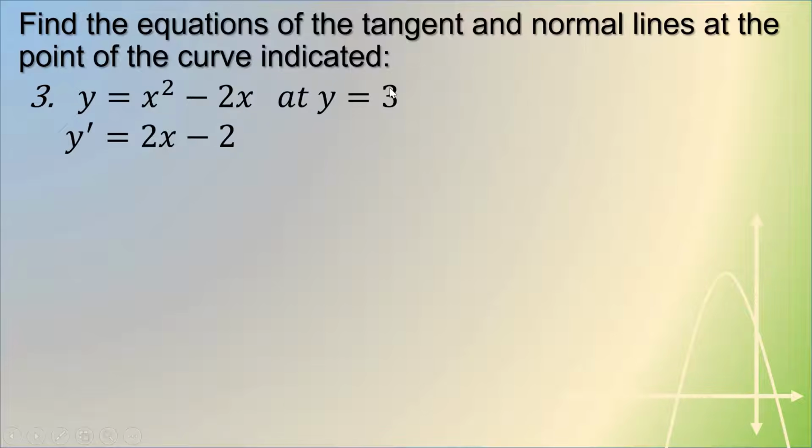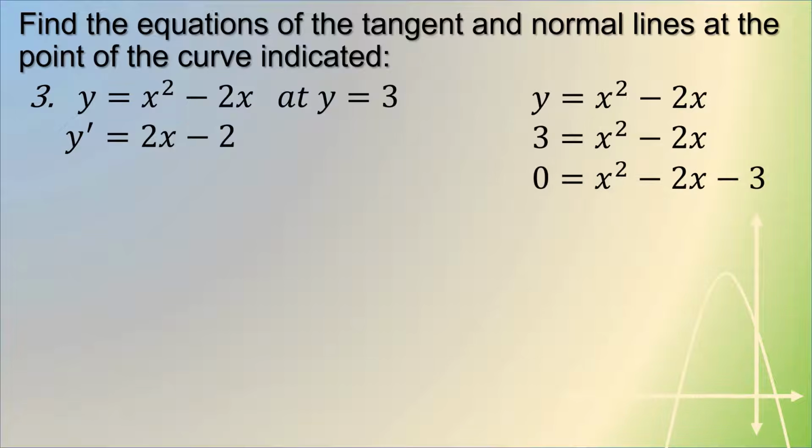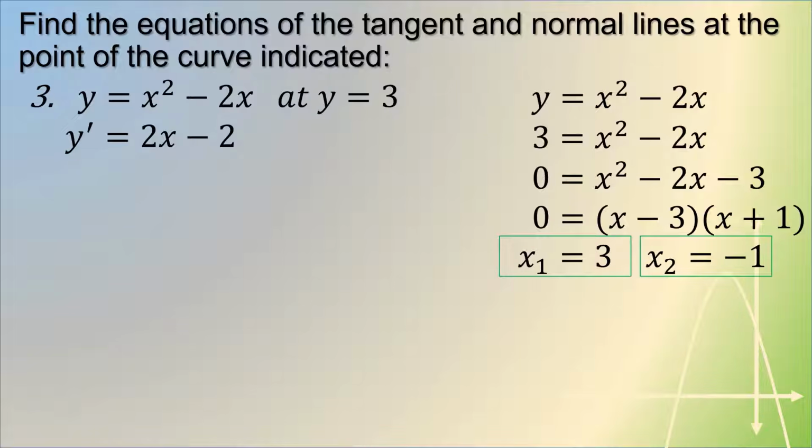So back to our original equation, y is equal to x squared minus 2x. Substitute natin yung value ng 3 sa y. So that is 3 is equal to x squared minus 2x. And then, transferring 3 from left to right. And then factoring out. So may dalawa tayong values ng x dito. The x sub 1 is equal to 3 and the x sub 2 is equal to negative 1.